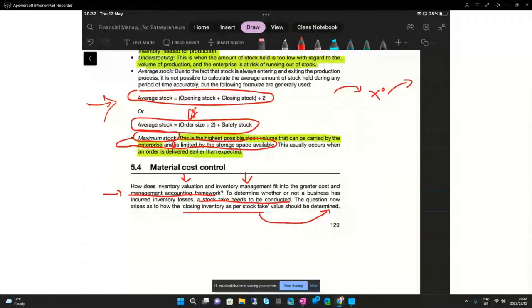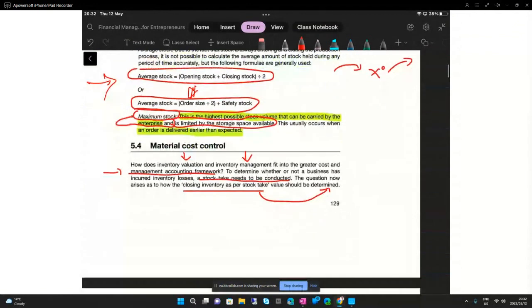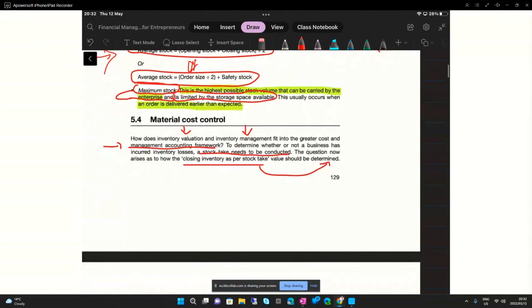Maximum stock is the highest possible volume of stock. All right, so that is all about the different kinds of stocks that we might have. Now, material cost control: inventory evaluation and inventory management fit into a greater cost and management accounting framework.